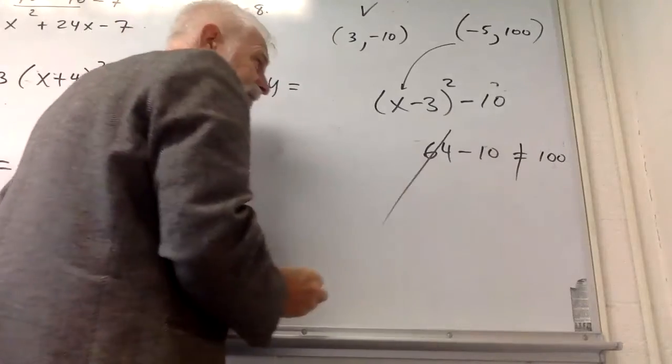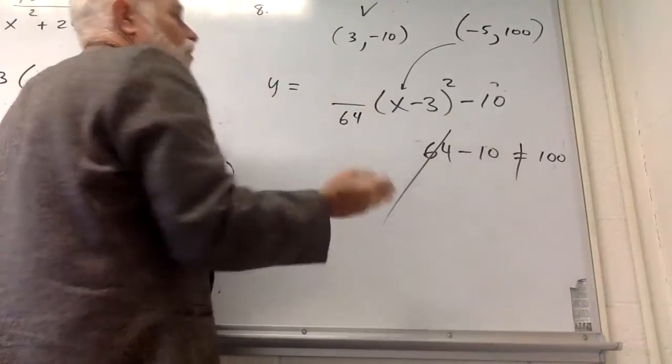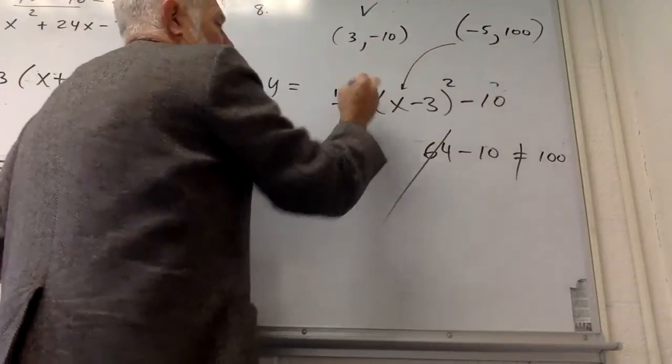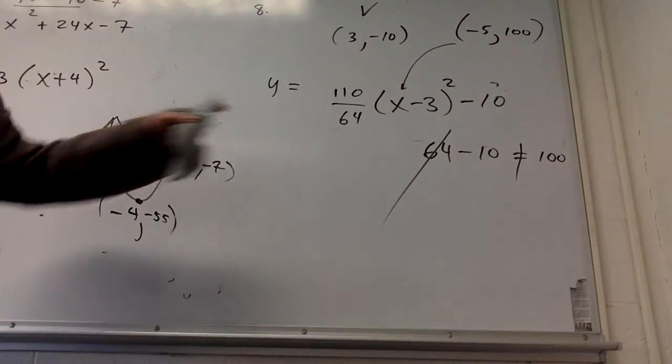I'm going to get rid of that number. What am I going to bring in? How do you get from -10 to 100? You got to go up 110. That's that equation.